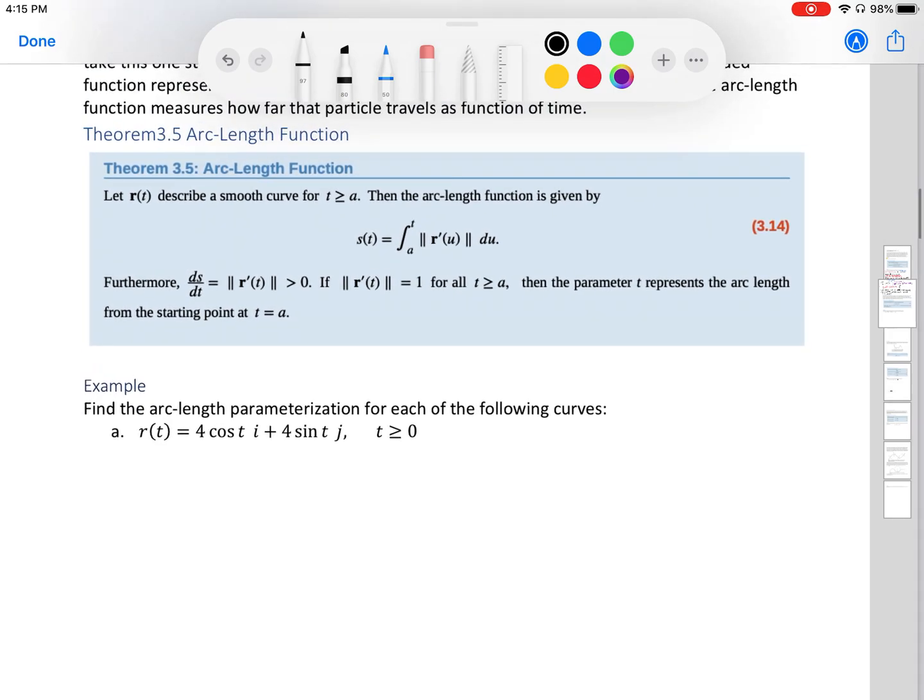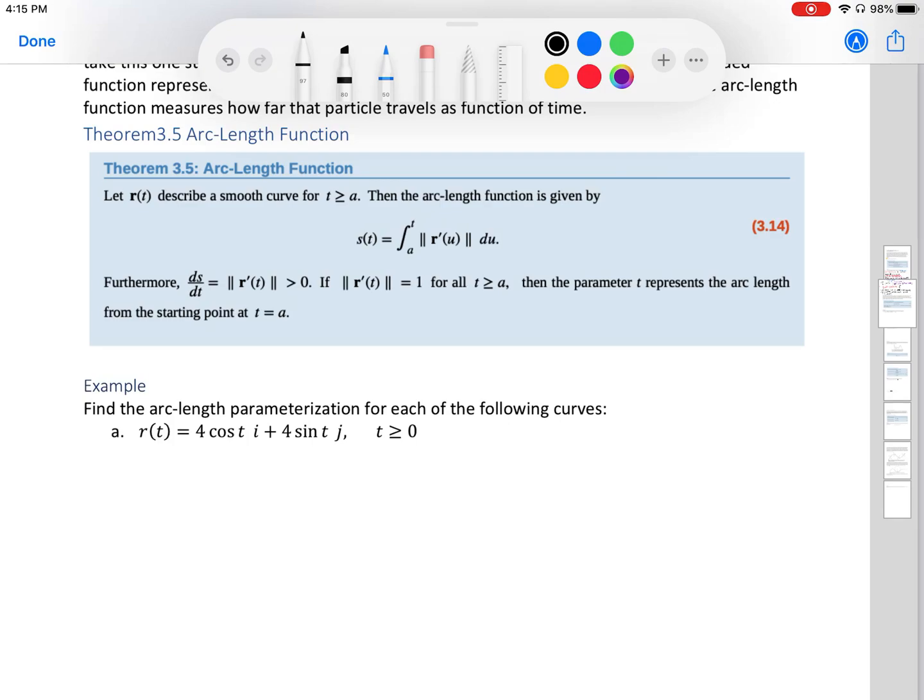Theorem 3.5, arc length function. If r of t describes a smooth curve for t greater than or equal to a, then the arc length function is given by s of t equal to the integral from a to t of the magnitude of r prime of u du. Furthermore, ds/dt is equal to the magnitude of r prime of t, which is greater than 0. If the magnitude of r prime of t is equal to 1 for all t greater than a, then the parameter represents the arc length from a starting point, whatever value we're working with, t equals a.